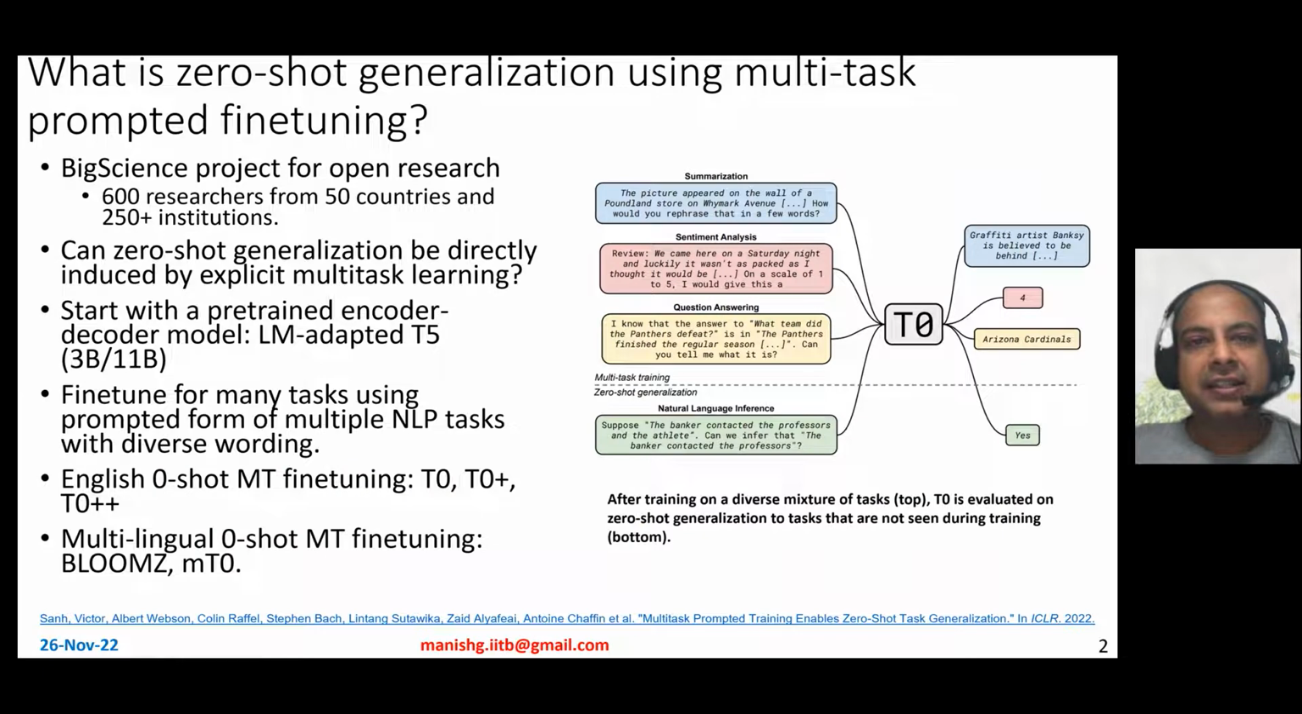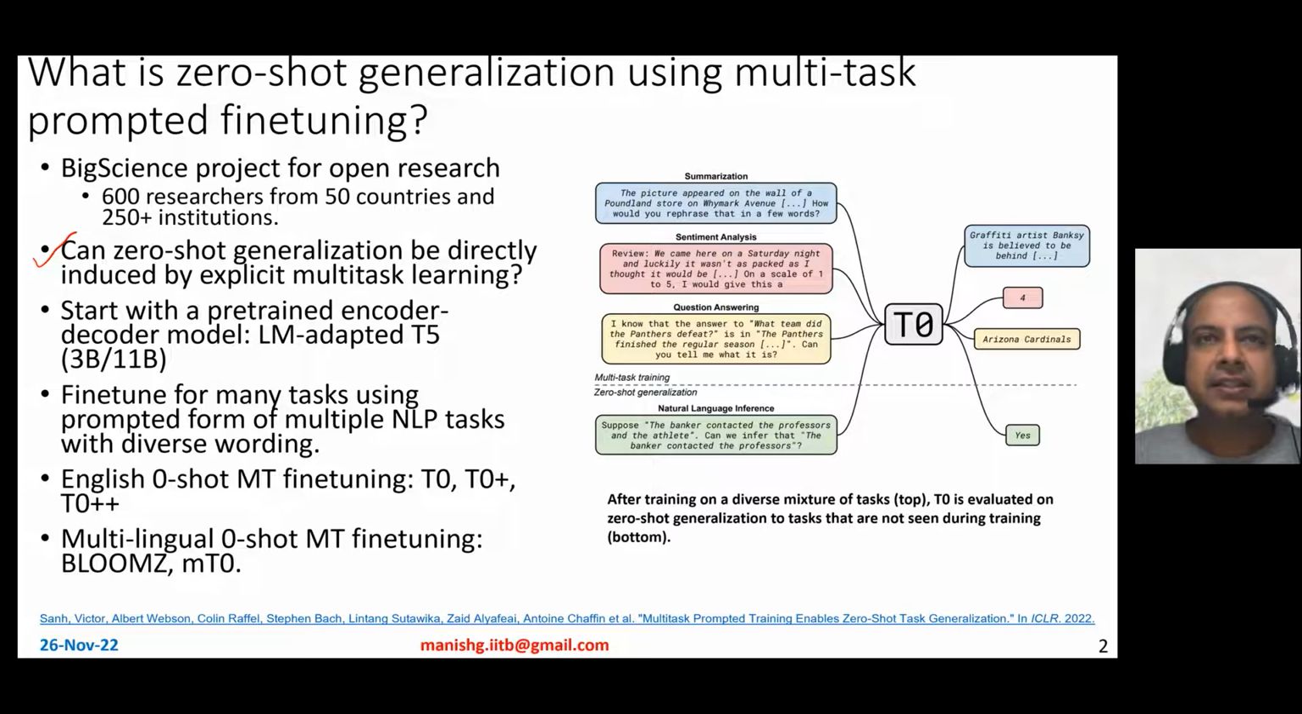Let's start by asking what is this multitask prompted fine-tuning, and then what is zero-shot generalization using multitask prompted fine-tuning. This is a project by BigScience, which is itself an open research project run by 600 researchers from 50 countries and 250 plus institutions. So in short, it's a massive effort. The question that they try to solve in these two papers that I'm going to talk about in this video is this: can zero-shot generalization be directly induced by explicit multitask learning?